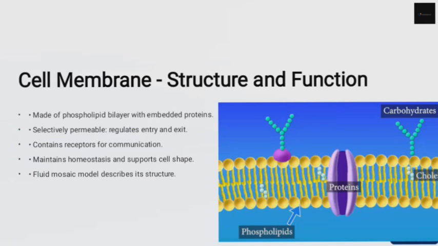So the cell membrane also contains receptors for communication. They also act as signaling molecules. Most importantly, one thing you should take note of is that the cell membrane helps to maintain homeostasis. What is homeostasis? This is the first thing you will always learn in physiology. Homeostasis is maintenance of a fairly constant internal environment.